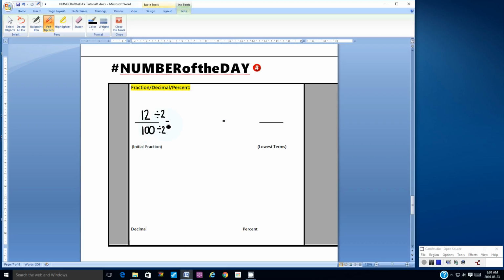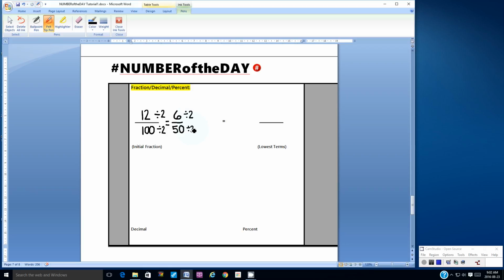Okay, so here's where having a calculator is helpful. 12 divided by 2 is 6. That's our new numerator. 100 divided by 2 is 50. So that's our new denominator. Okay, all right, so now that we've broken this down into lower terms, we have to ask ourselves, is this the lowest term? Is there a number that can divide evenly into 6 and 50? Well, 6 and 50 are both even numbers, so they can still be divisible by 2.